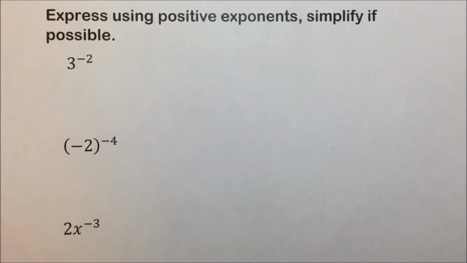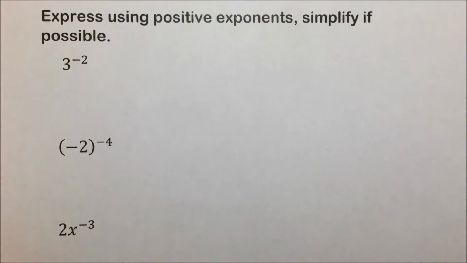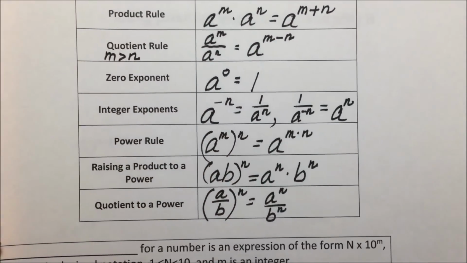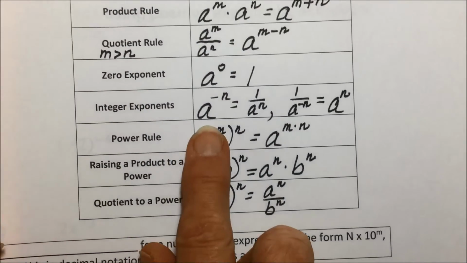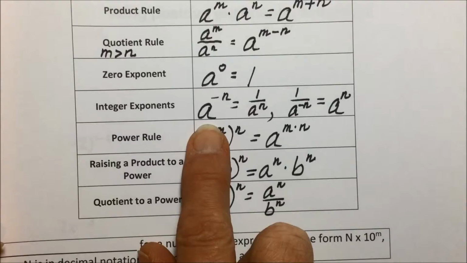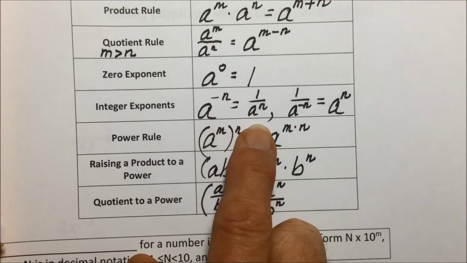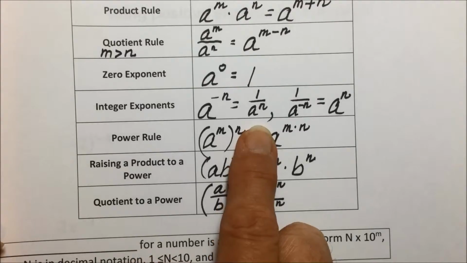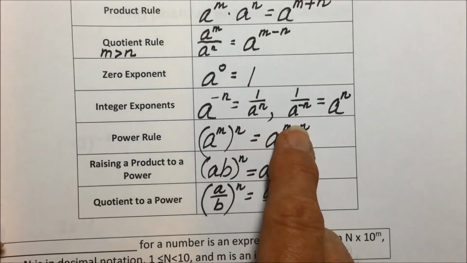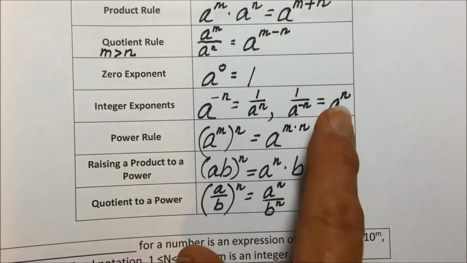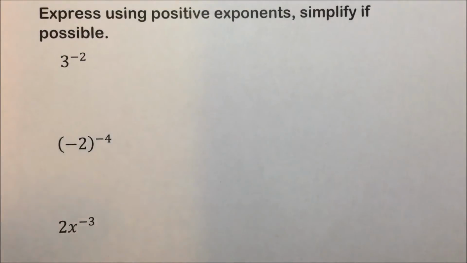We also want to take a look at eliminating negative exponents, and we use our property of integer exponents. When you have a term or a base to a negative exponent, we can eliminate it by dropping it to the denominator. And if it's negative in the denominator, we can bring it to the numerator to eliminate the negative exponents there.